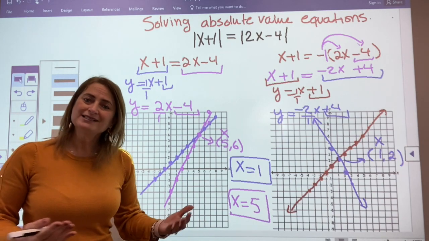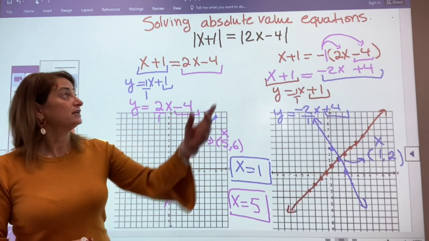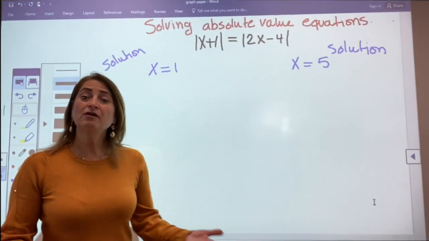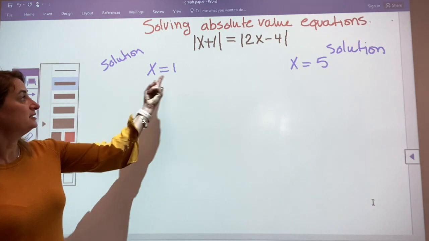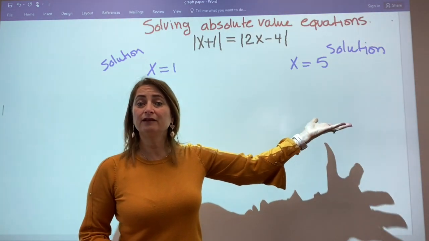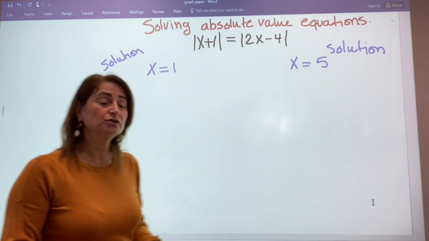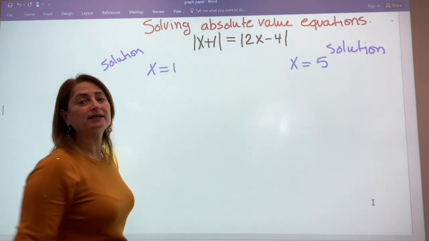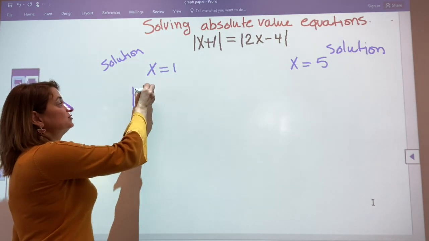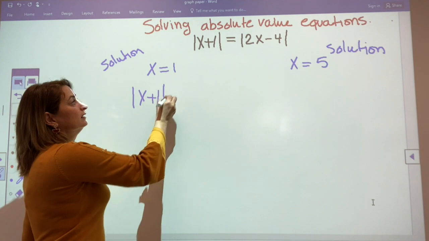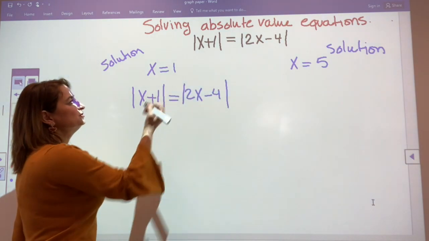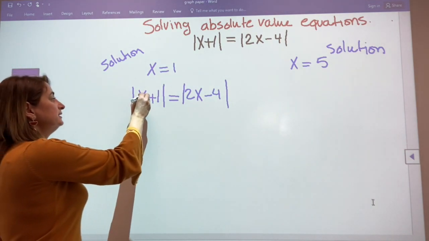Now I need to check and see if it's correct using the original equation or the absolute value equation. Now that we found the solutions x equal 1 and the other one x equal 5, I need to check and see if those solutions are the right solution by substituting the x back into the original equation. So write the original equation, which is the absolute value of x plus 1 equals 2x minus 4. Substitute x with 1 and see if it works.